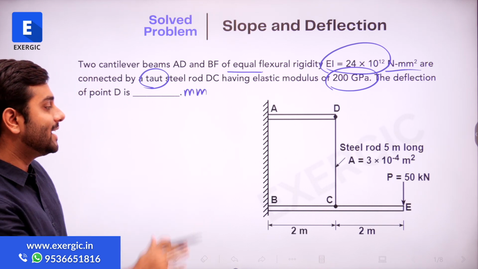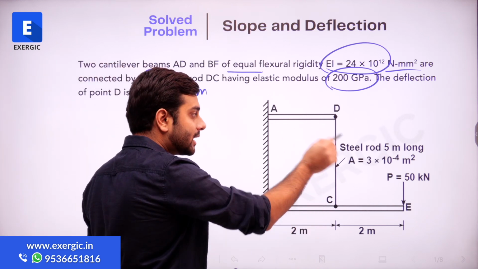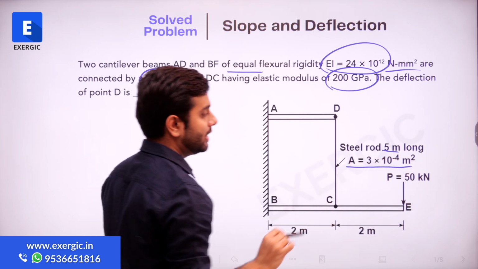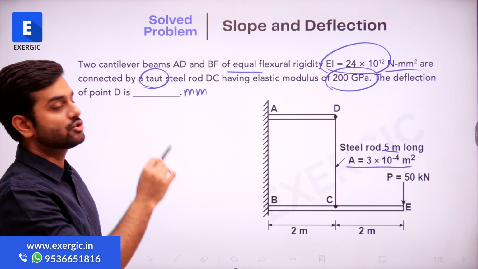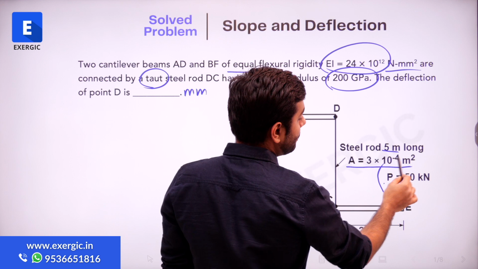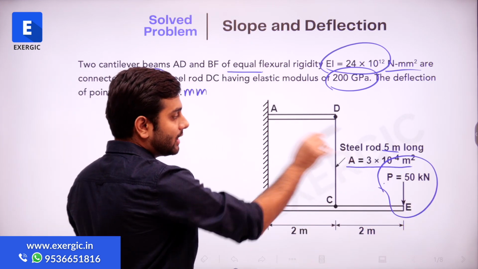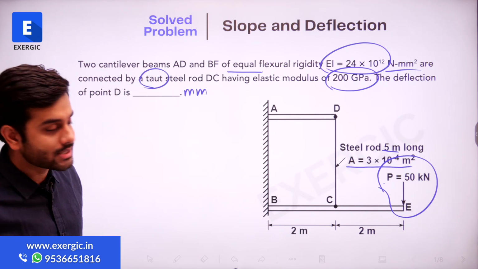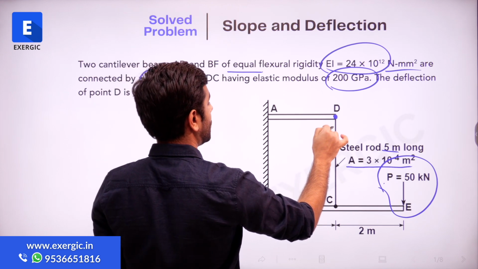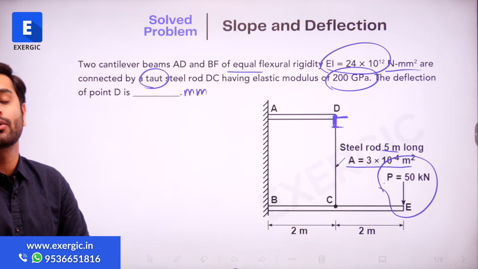If you look at the diagram, it has also given you certain things. The details of the steel rod are given in the diagram. It is 5 meters long. Its cross-sectional area is also given in meter square, 3 multiplied by 10 raised to the power minus 4. As you can see, there is an external load P acting at the free end E of BE, which is 50 kilonewton. And the question is asking you the deflection of this point D. How much this point will deflect by, in mm. This is the question here.